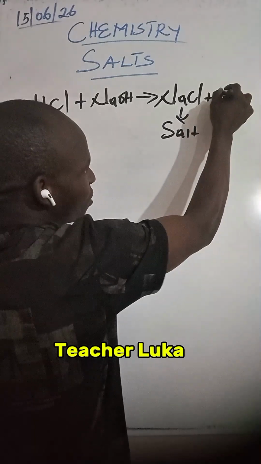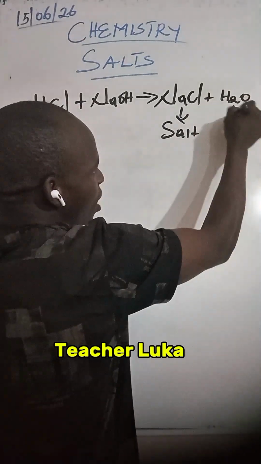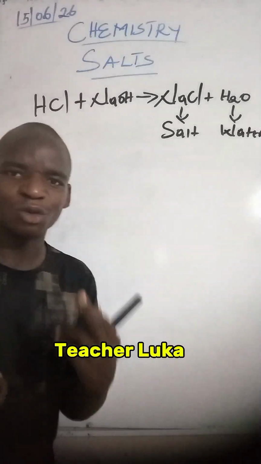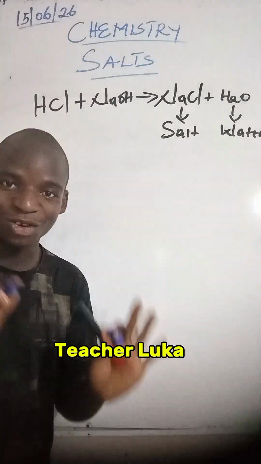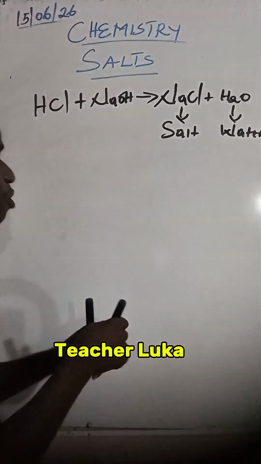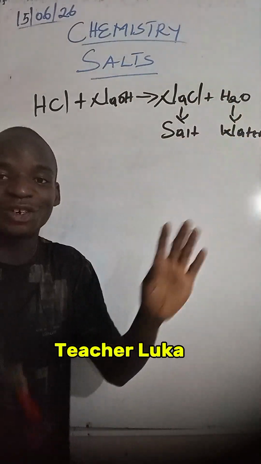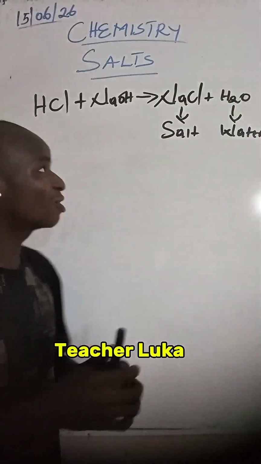And the next product is simply what? H2O. And H2O is what? Water. Any confusion? You sure there's no confusion? All right, let's continue. Of course, this very equation is balanced, okay? And this is a neutralization reaction. Are you following? Now, let's continue.